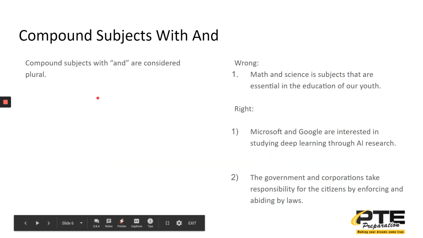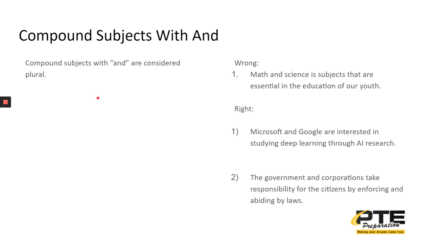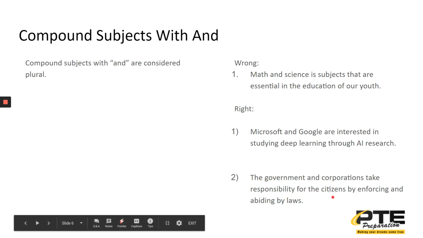So let's talk about writing sentences and how our subject-verb agreement fits into the larger picture. Compound subjects with and are considered plural. So for example, math and science is subjects. That is incorrect because math and science, even though they're both singular, they count together. So it's like adding 1 + 1 = 2. So it should be math and science are. Microsoft and Google are interested in studying deep learning. The government and corporations take responsibility for the citizens by enforcing and abiding laws.